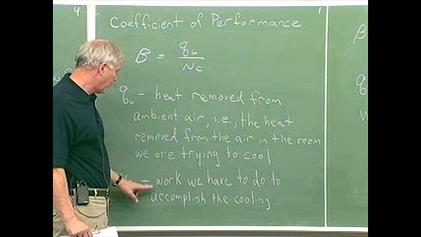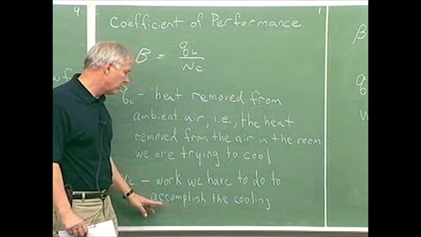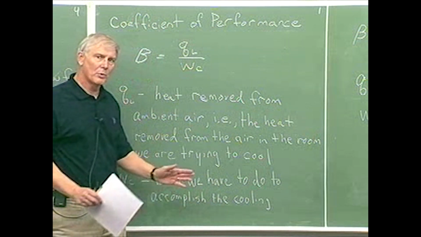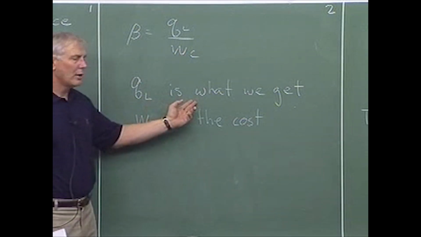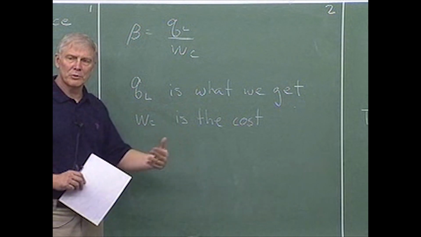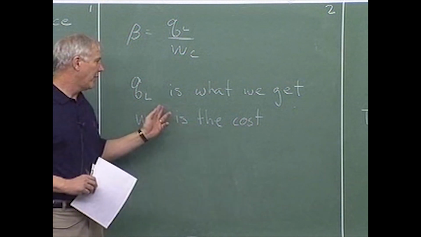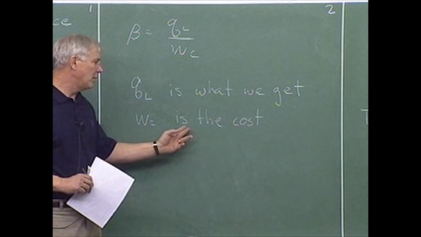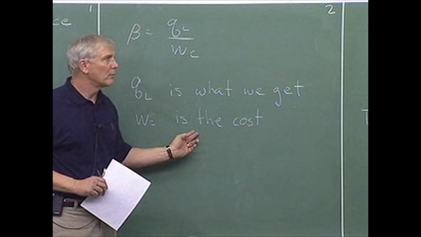Okay, WC, that's the work of the compressor. That's the work that we have to do to accomplish the cooling. So the work, what we're paying for, or let's go over here. QL is what we get. That's the heat that we've extracted. We were trying to extract heat from the ambient air in the room. So that's our QL. WC is the cost. That's what we're paying for to operate that compressor.